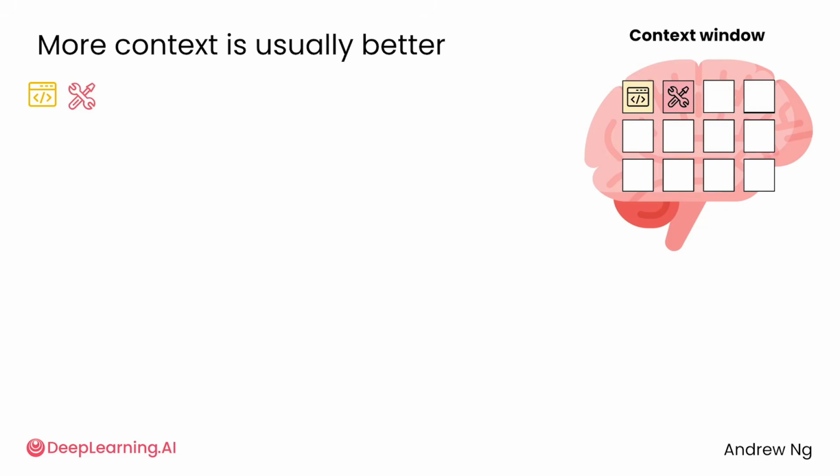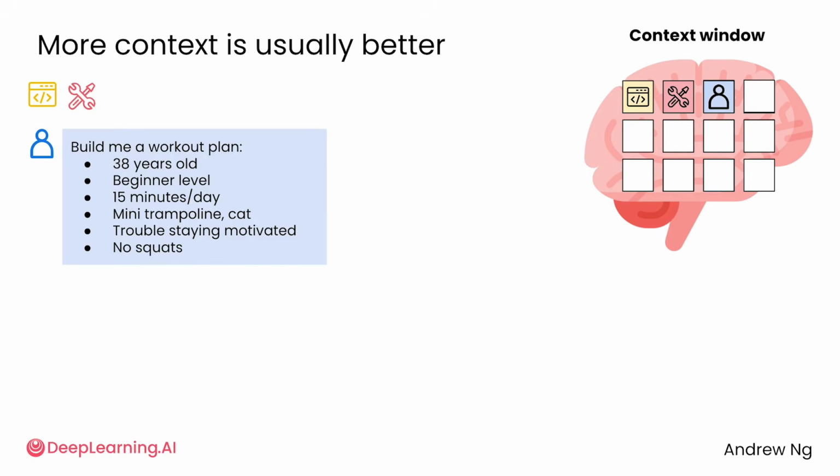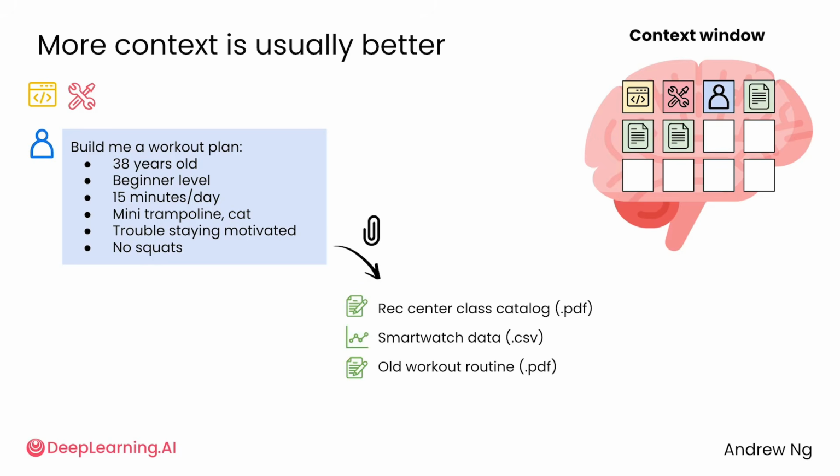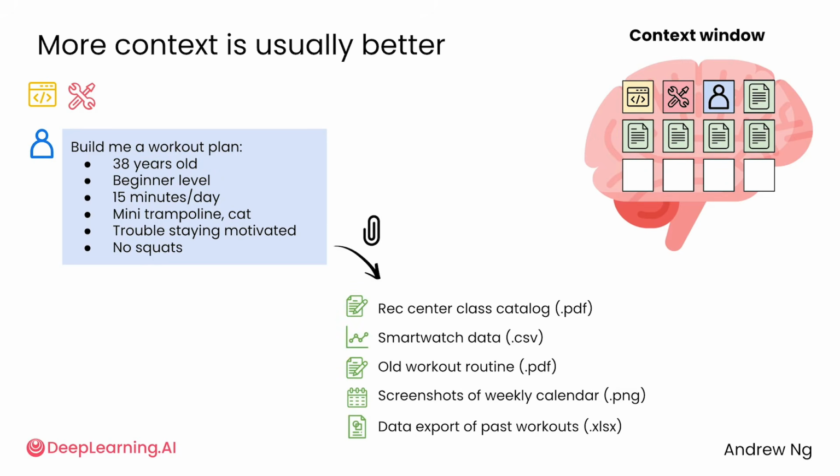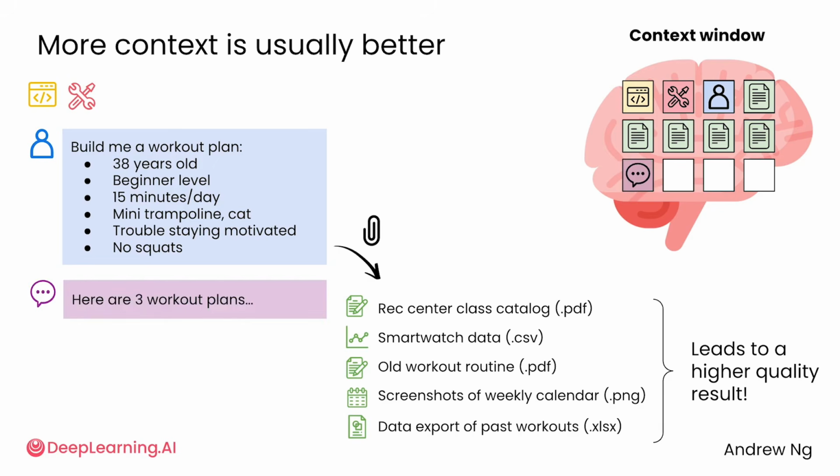Now, if you start off giving the AI model more context, such as writing a longer prompt, as well as maybe uploading a handful of documents to tell it more about your workout schedule or your workout preferences, then all of these files can be included into the AI model context and used to generate the response.